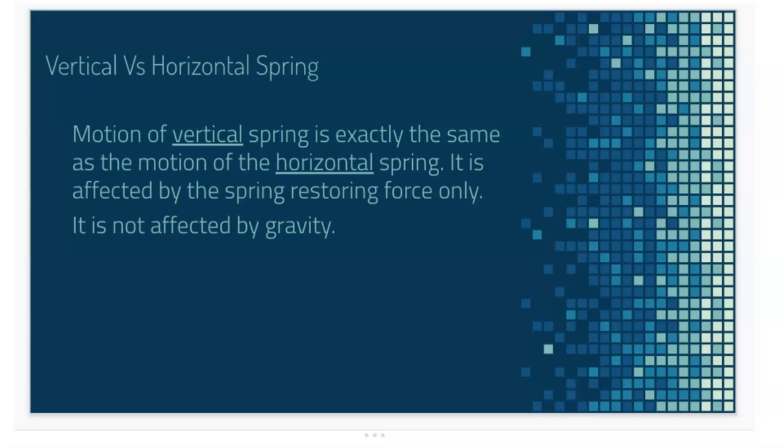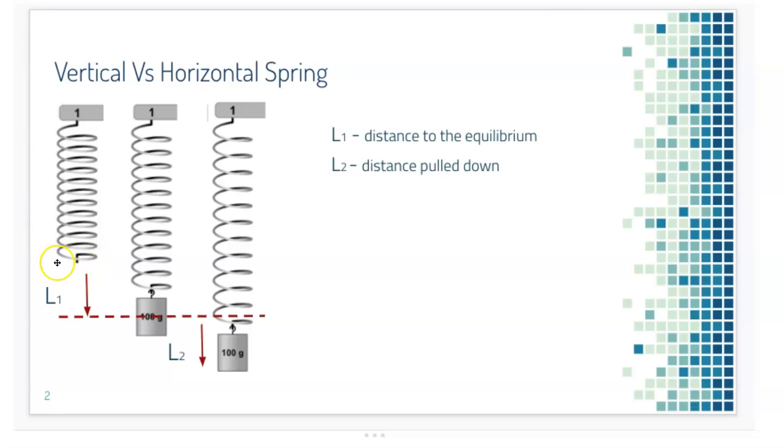Hi, in this video I'm going to show why the motion of a vertical spring is exactly the same as the motion of a horizontal spring. It's affected by the spring restoring force only, and it's not affected by gravity. Let's look at this picture.